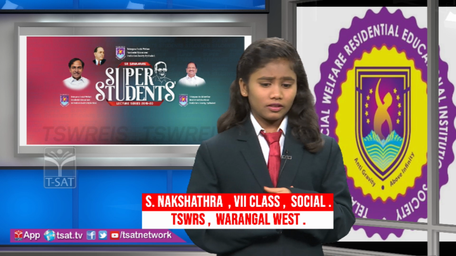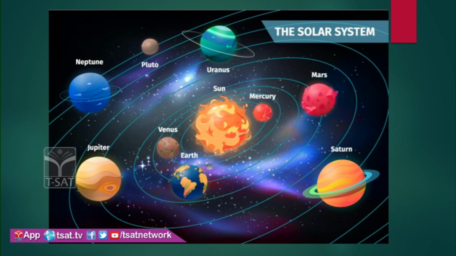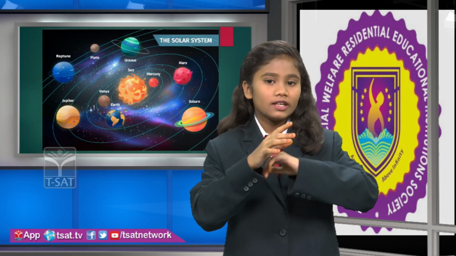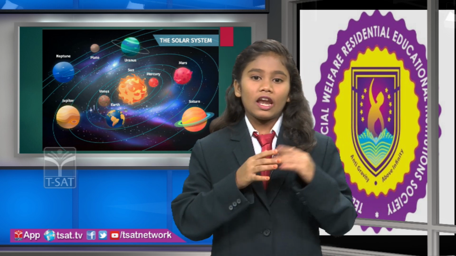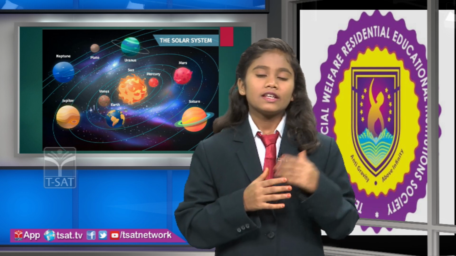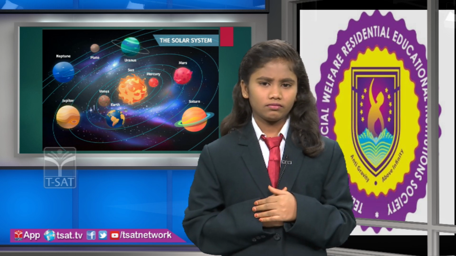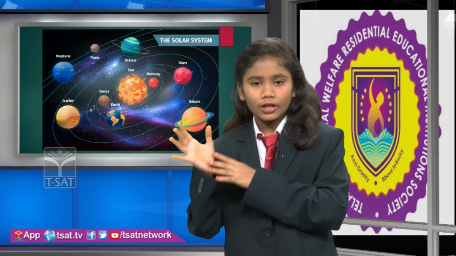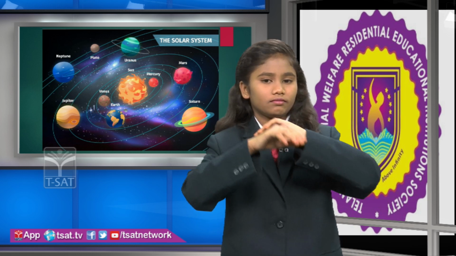Before going to our topic, let us see one image. What can you see from this image? The solar system. What is the solar system? The sun and the planets which revolve around the sun is called the solar system. It consists of a large number of bodies such as planets, comets and asteroids. The gravitational attraction between the sun and the bodies keeps them revolving around the sun.